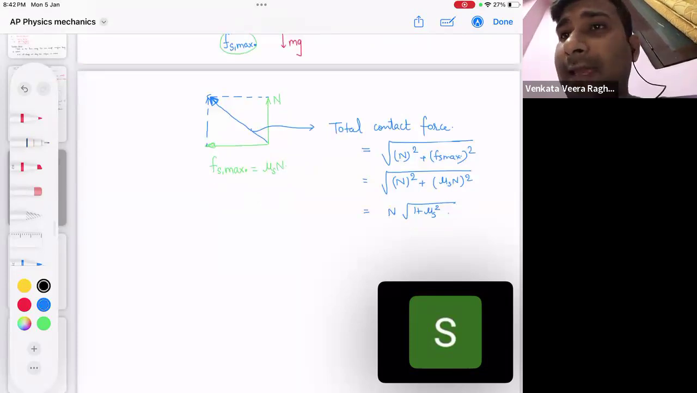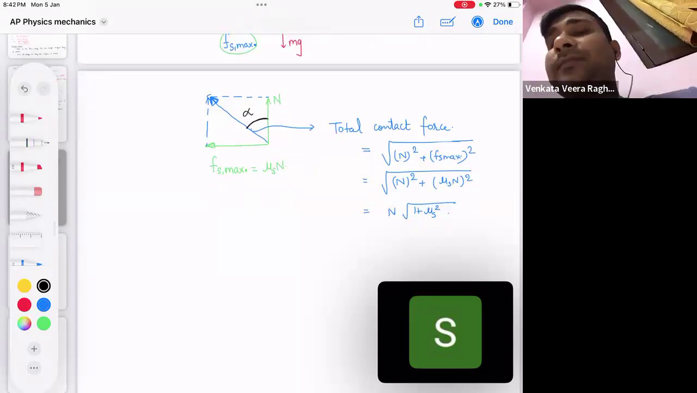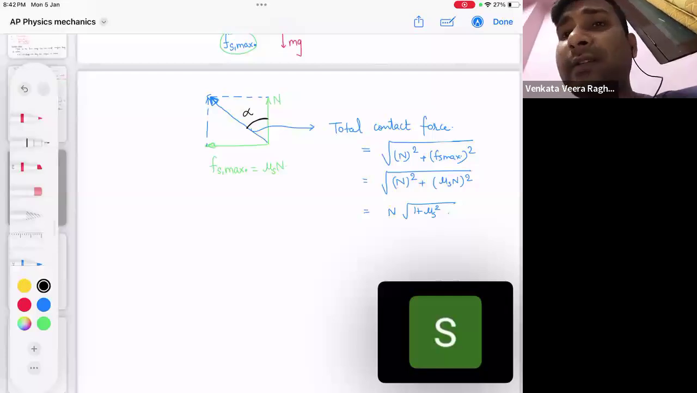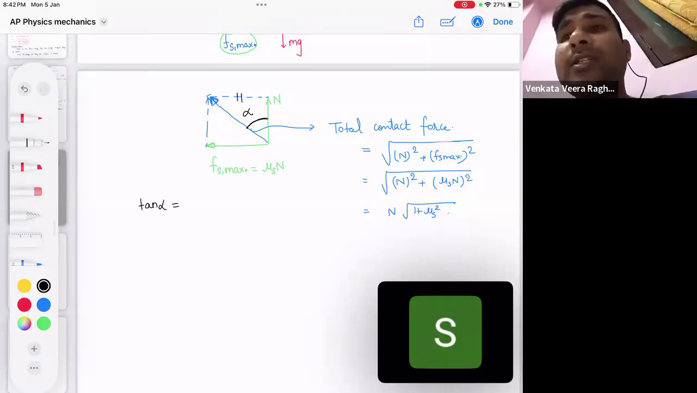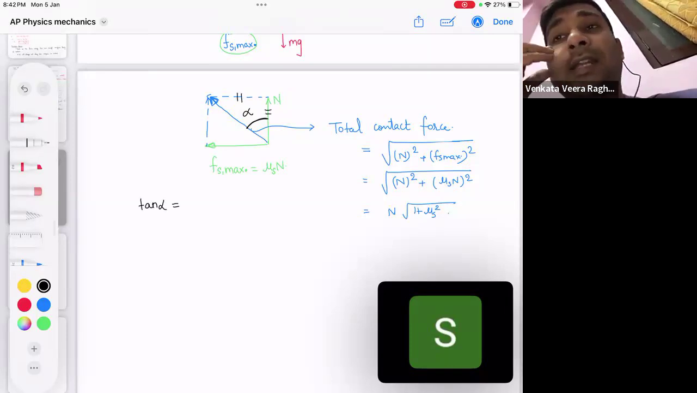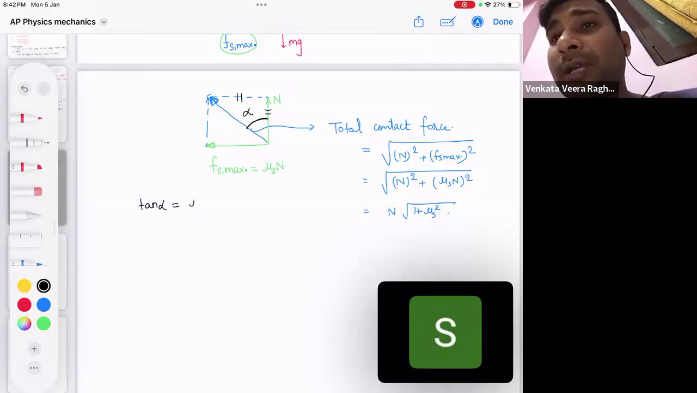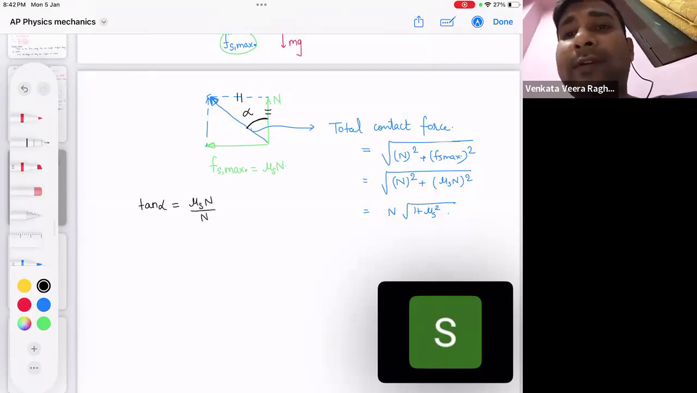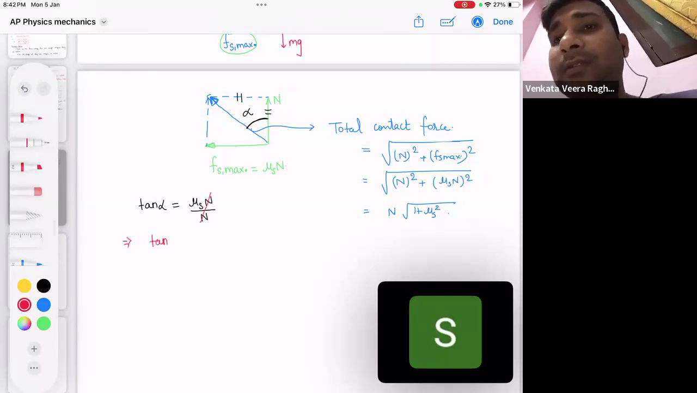Now I want to know what is this angle. Let's call it alpha. Please tell me how much is this angle alpha? If I want to calculate this angle alpha, tan alpha, how much will it come? Will it come as this component divided by this component? So this component is mu s into normal and the other component is just the normal. Simplify it and it cancels out. What is the tan alpha we have? Tan alpha is mu s.